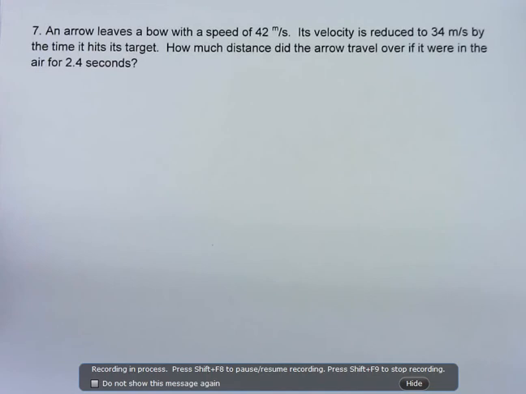So I said an arrow leaves a bow with a speed of 42 meters per second. Its velocity is reduced to 34 meters per second by the time it hits its target. How much distance did the arrow travel if it were in the air for 2.4 seconds?